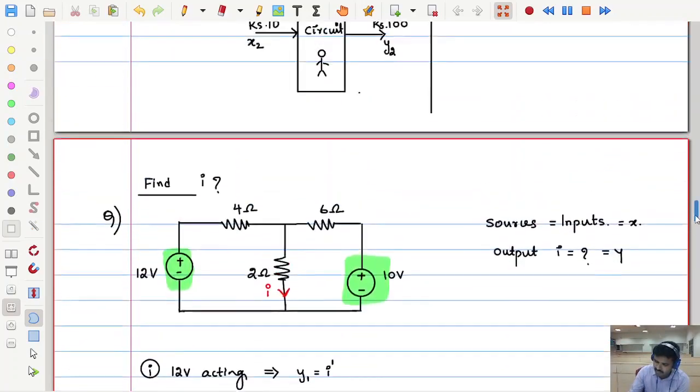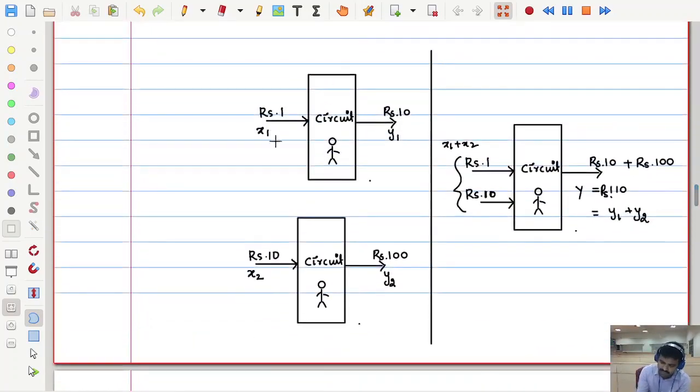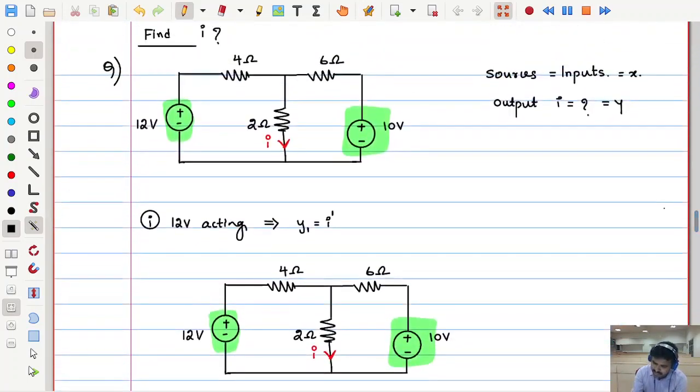See here in the above case, when x1 is there, x2 is not there. What does it mean? Here x2 is 0. When x2 is there, I can say x1 is 0. So in the same way, I want to make this second person 0 to see the effect of the first person. That first person's effect I am taking as output y1, which is equal to I dash.